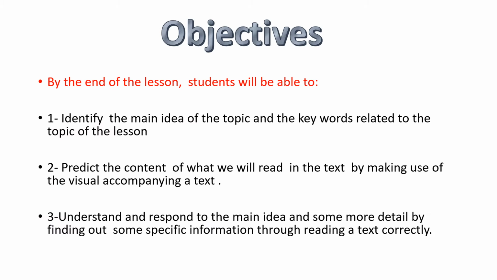Are you ready? As for the objectives of the lesson, we can say that by the end of this lesson, you will be able to identify the main idea of the topic and the keywords related to the topic of the lesson. Objective number 2 is to predict the content of what we are going to read in the text just by making use of the visuals or the pictures accompanied with the text. Objective number 3 is to understand and respond to the main idea of the short reading text and find out some details by finding out some specific information through reading a text correctly and asking some more comprehension questions.